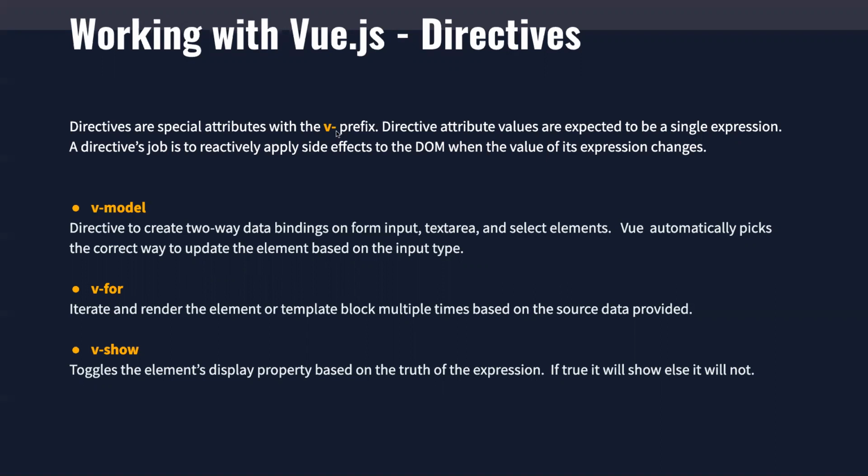And directives are simply attributes and values that are expected to be a single expression. We can do a lot of things with directives that typically mimic JavaScript. So some v directives that we're going to be using today, and I think a couple more than just these. One, we're going to be using the v-model directive. And this will start to create that two-way data binding between the data that we have and any updates we want to make on the UI side.